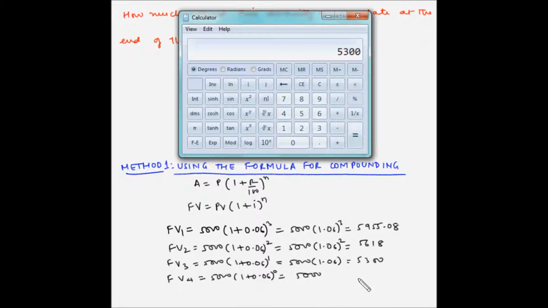So let's now add these up. So total future value is equal to 5300 plus 5,000 plus 5618 plus 5955.08, and this is equal to 21,873.08 rupees.